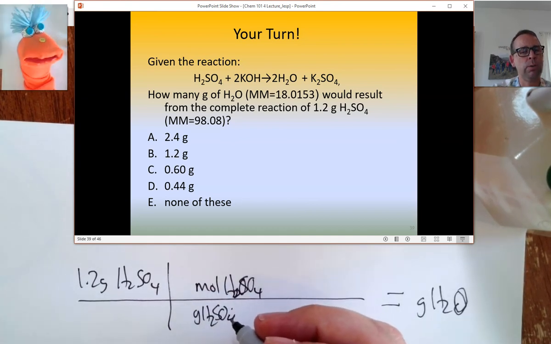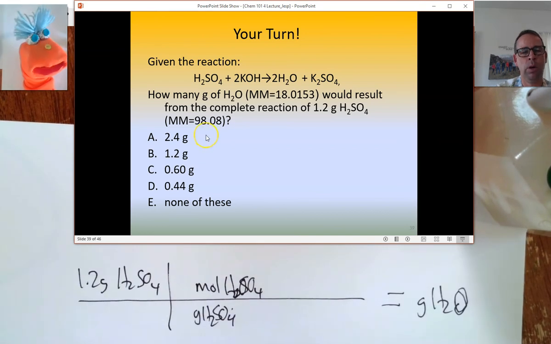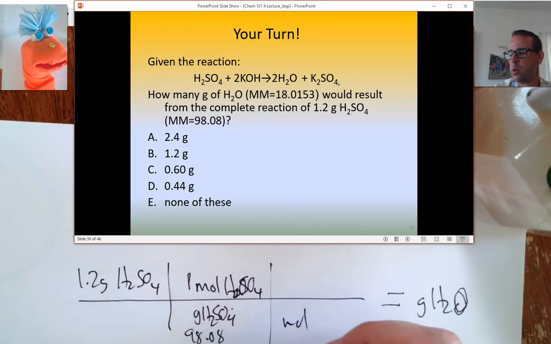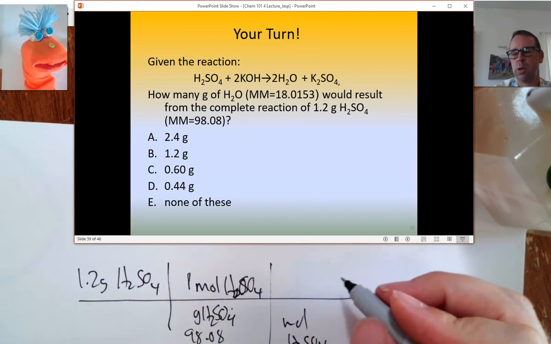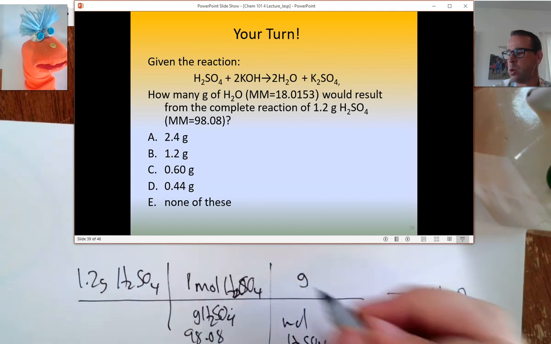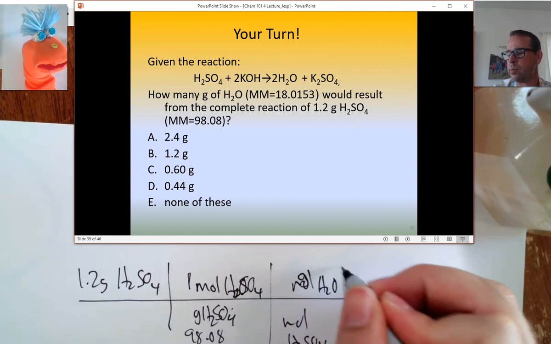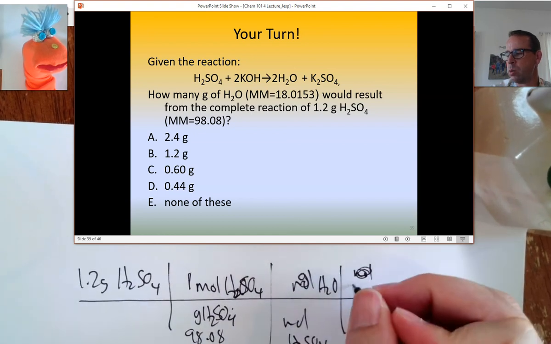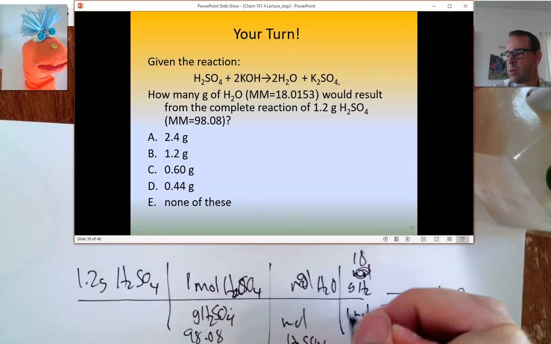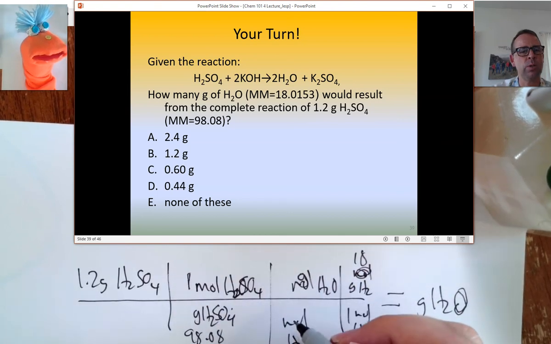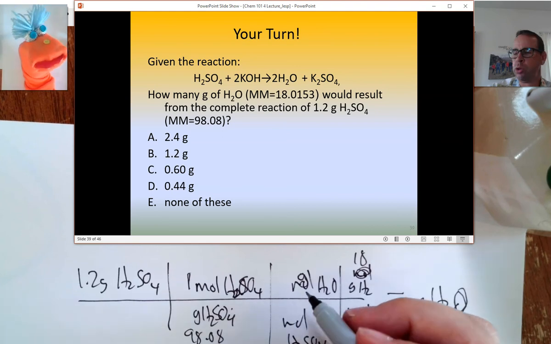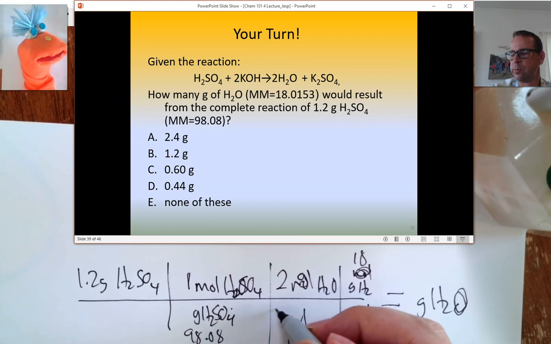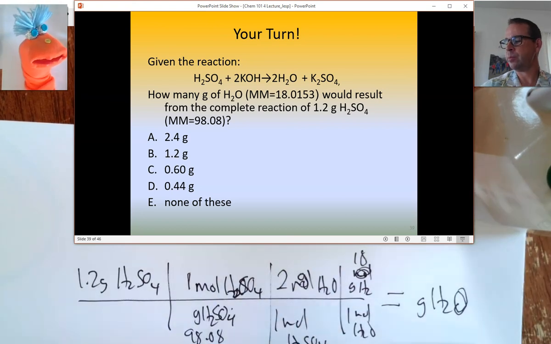Okay, so how many grams of H2SO4 for every mole of H2SO4? Did they give us that? That's the 98.08. Oh, yeah. 98.08 grams per mole. And then I can go from moles of H2SO4 to moles of water. And then I can go from moles of water to grams of water. 18 grams for every mole, I know that one. What's this molar ratio? The equation says 2 waters are produced for every 1 mole of H2SO4. Okay, there we go. So, let's see what we get.